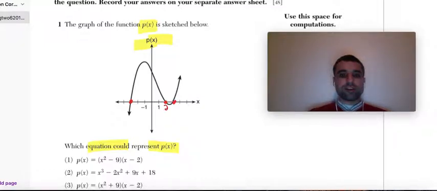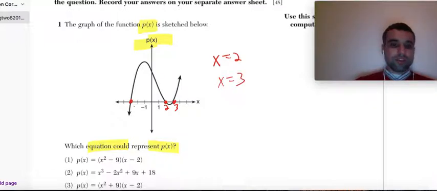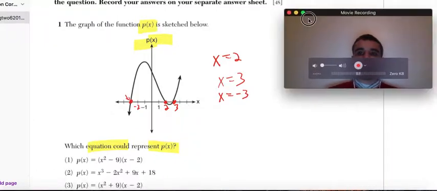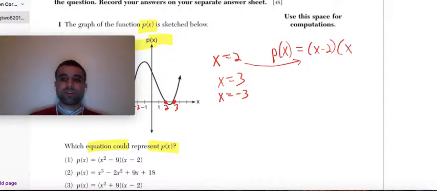One of the zeros is at positive 2. Another one is at positive 3. And then another one's at negative 3. So we have x equals 2, x equals 3, x equals negative 3. Now remember, whatever the zeros are, the factors have opposite signs. So if x equals 2, it gives us x minus 2 as a factor. x equals 3 means we have x minus 3 as a factor. And x equals negative 3 means we have x plus 3 as a factor.